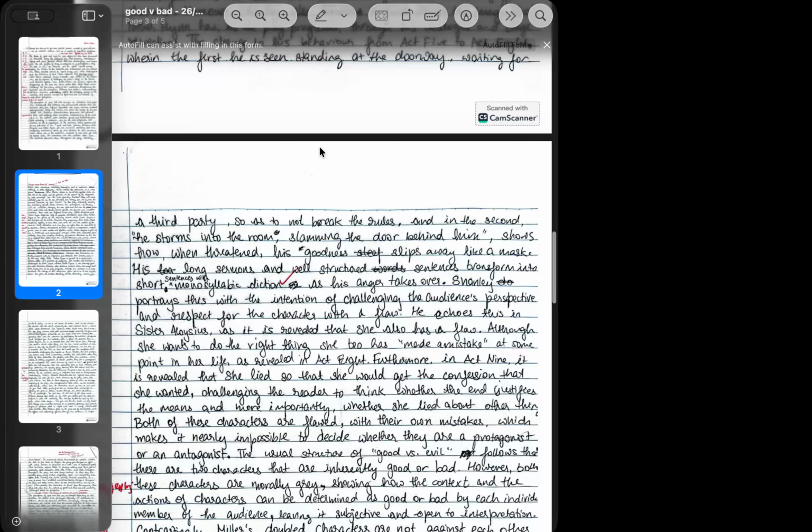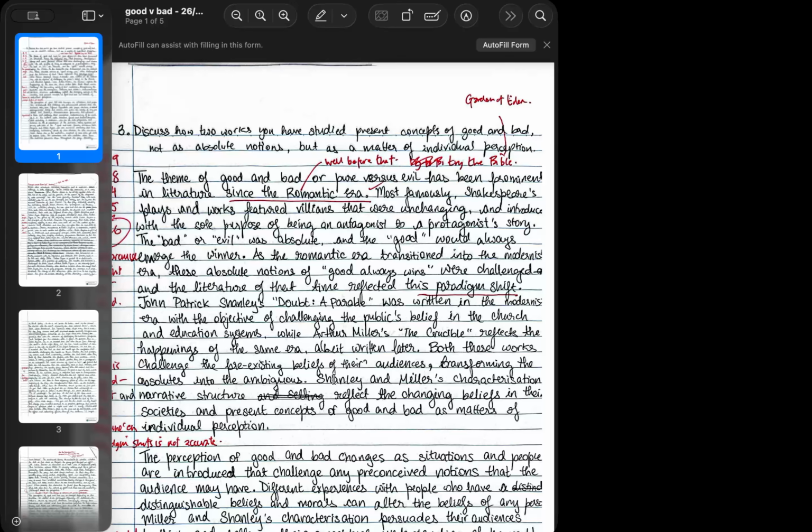But yeah. Okay. So in this case, my thesis, which is not a single thesis, it's more like a double thesis, I think. I say Shanley and Miller's characterization and narrative structure reflect the changing beliefs in their societies and present concepts of good and bad as matters of individual perception. That's my thesis statement.